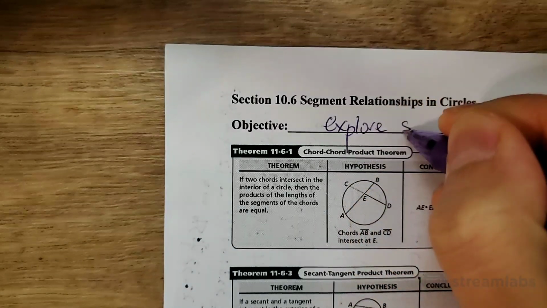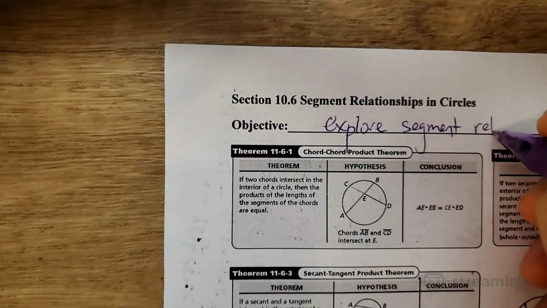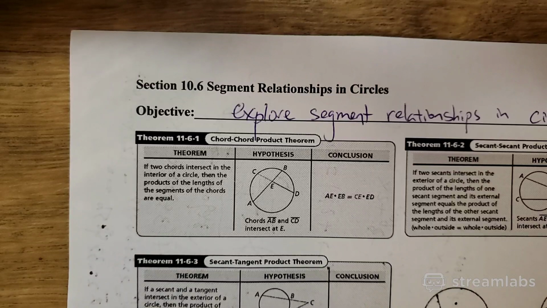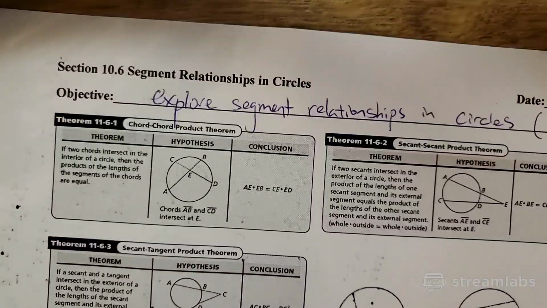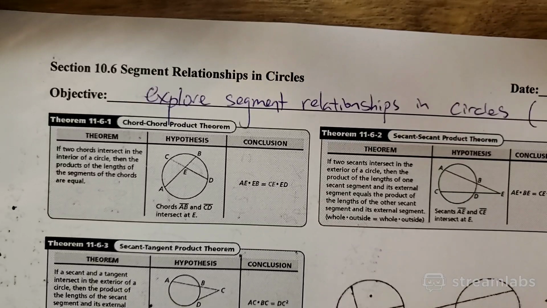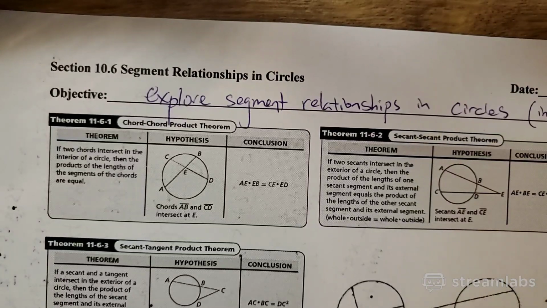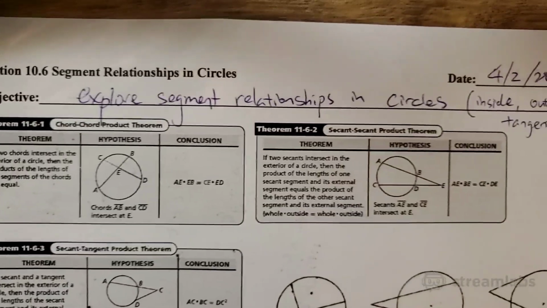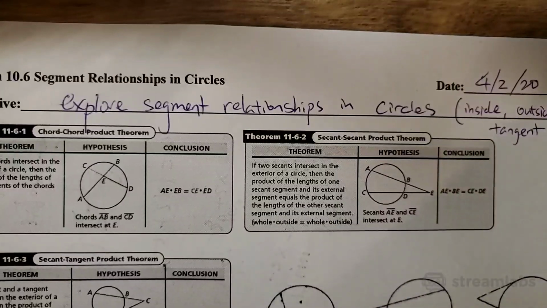Explore segment relationships in circles. We are having 3 different situations. First one is inside, then outside, and the last one is tangent. Okay. This is the 2nd of April. Need to make it slightly higher, maybe.